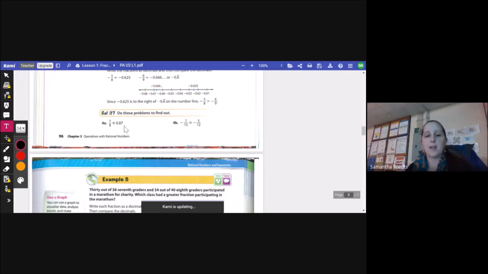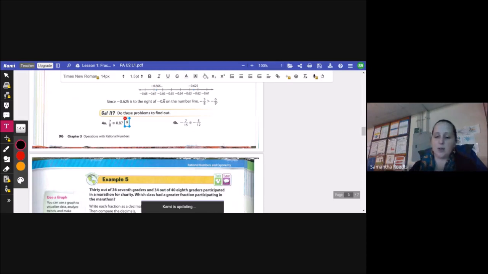All right, so let's try it. I have 7/8 and 0.87. So I'm going to divide 7 divided by 8, which gives me 0.875. And I'm comparing to 0.87. I can add a 0 on the end to look at this. So I have 875 compared to 870. Well, 875 is larger than 870. So 7/8 is larger than 0.87.